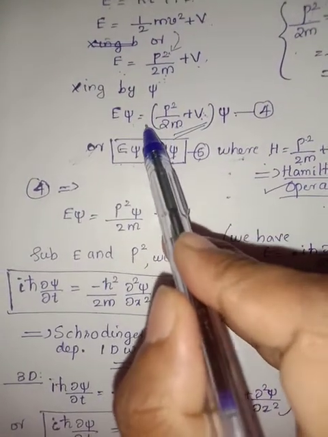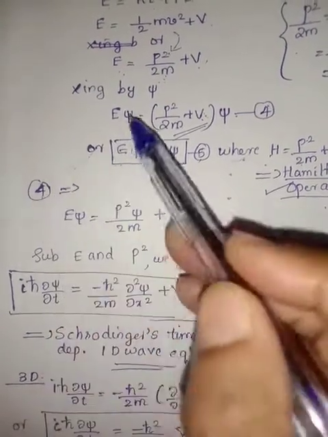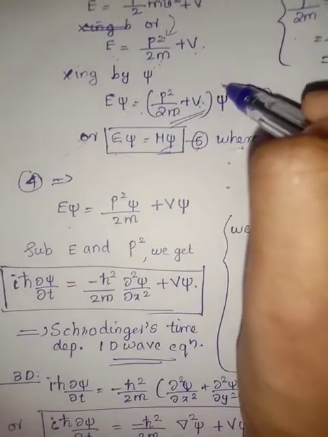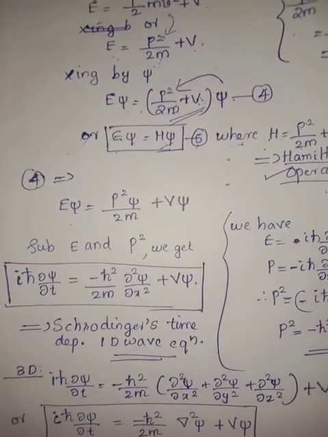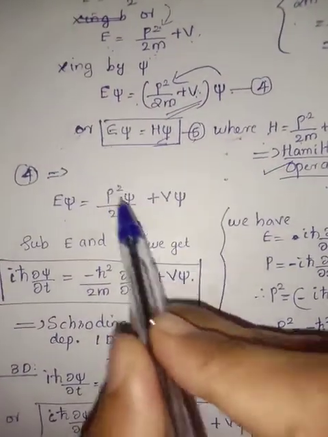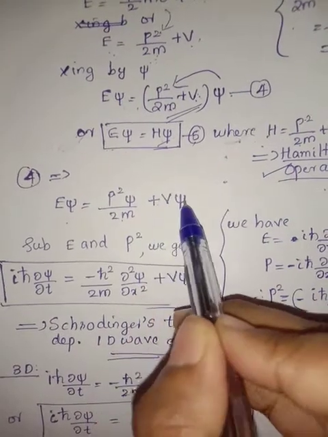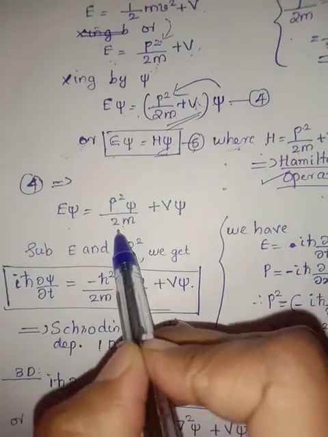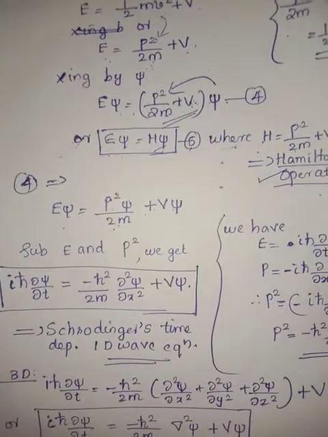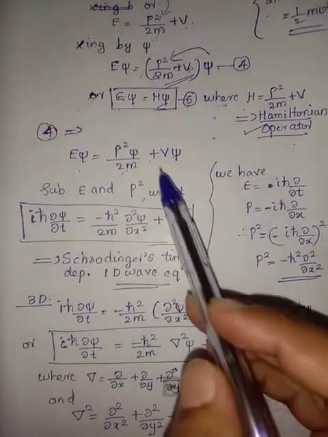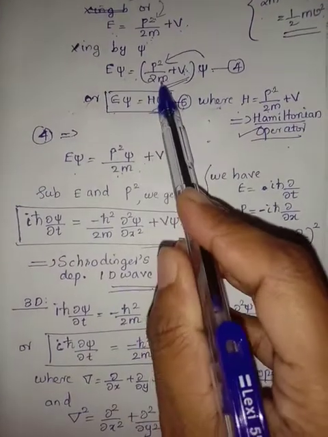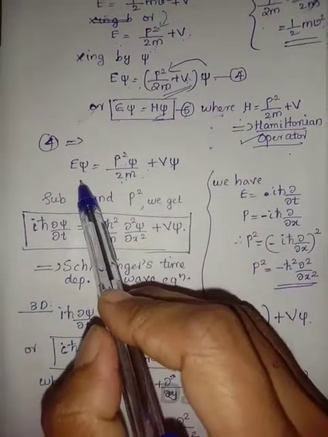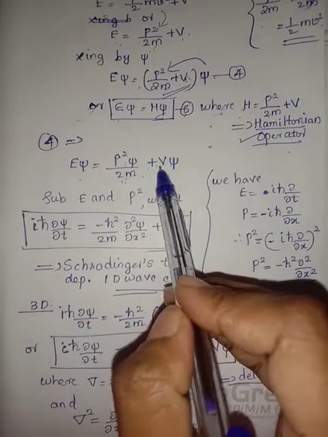Now we are starting from equation number 4, which can be written as E psi is equal to, psi can be taken inside this bracket, right? So P square by 2m into psi plus V into psi. Psi into this term plus psi into this term. I will split these two terms, that is E psi is equal to P square psi by 2m plus V psi.